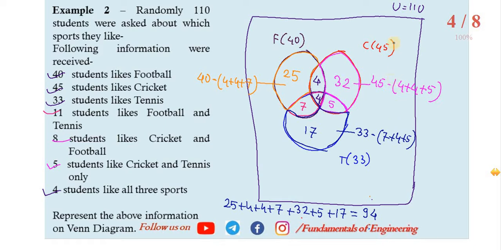Now there are how many? 16 students who don't like all 3 sports. 110 minus 94, you are getting 16 students who don't like all 3 sports. That information we have written. Hope you understood these 2 questions.